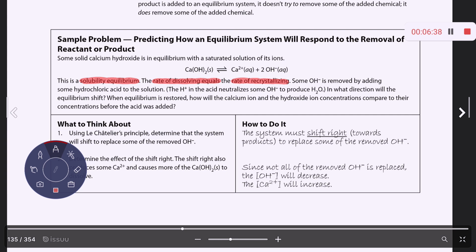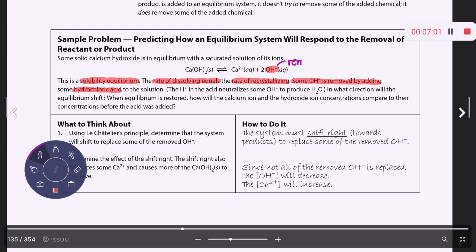What they did was they removed some hydroxide by adding hydrochloric acid. This is often how they remove acids and bases, or hydroxide ions and hydrogen ions. So if I want to remove hydroxide, add acid. If I want to remove hydrogen ions, then add base. Okay, so hydroxide is here on the product side.